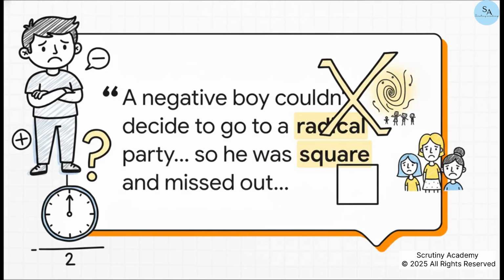Having a tough time remembering that big formula? Don't worry. Here's a popular little story to help you out. So, a negative boy, negative b, was unsure, he was plus or minus, about going to a radical party.